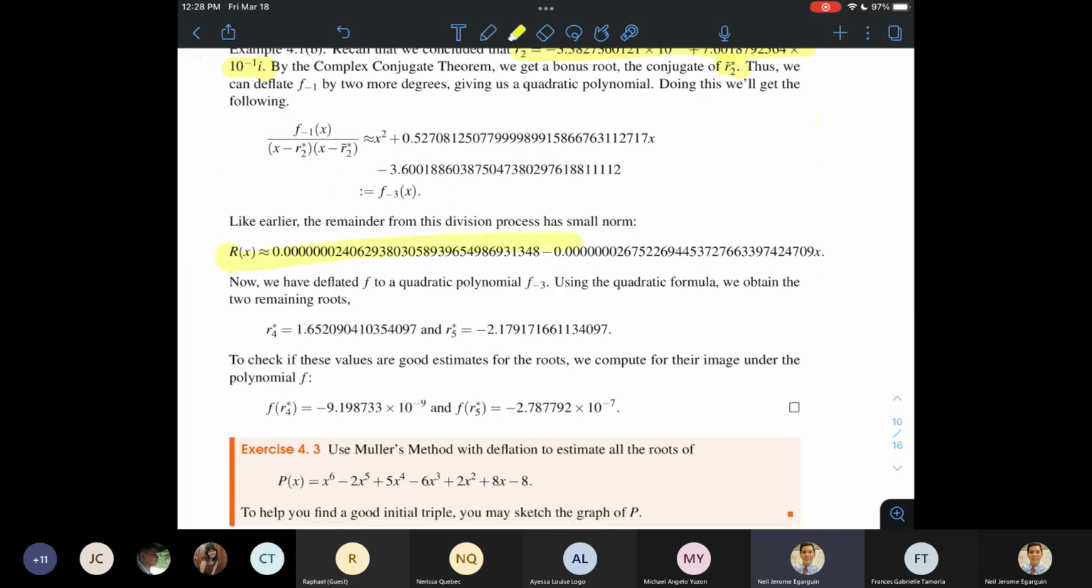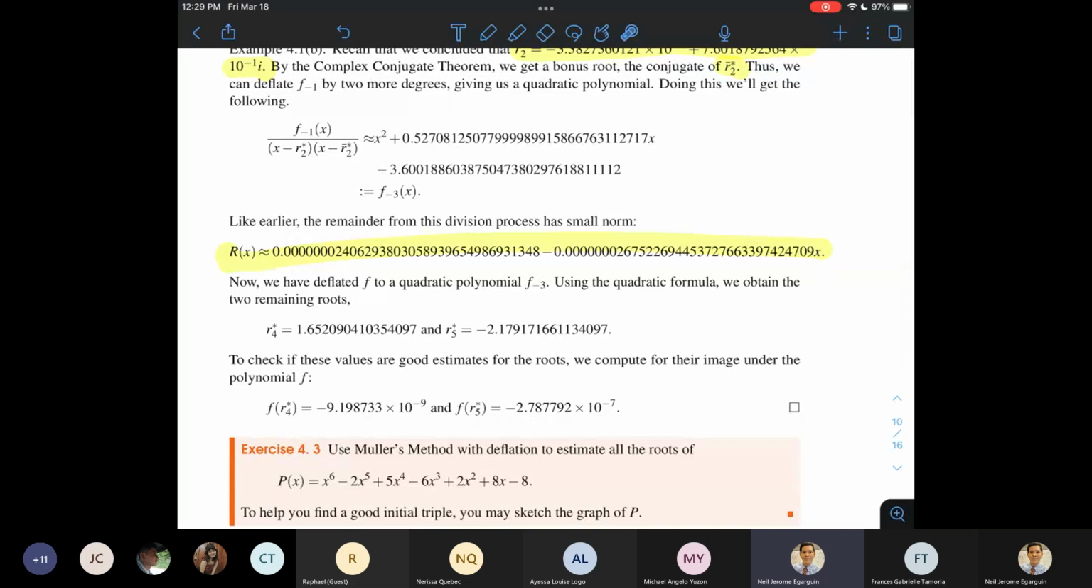Sabi ni Matlab, ito yung remainder, r, after dividing f sub negative 1 by the quadratic factor from the conjugate pairs, which I think is small enough. So I went ahead and applied quadratic formula and got these two guys as my estimates. Okay, so 1.65 and negative 2.17, which makes sense by looking at the graph of the function f from example 4.1. Okay? Tapos, sige, nagdouble check pa ako.